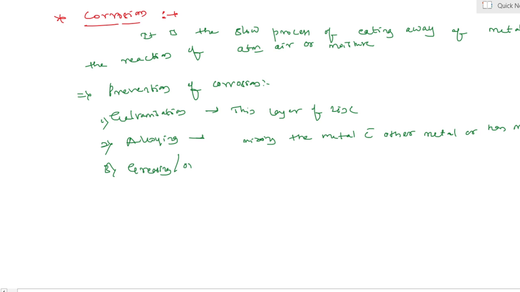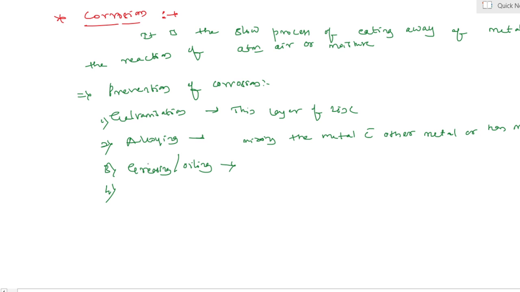Yes, the third one is greasing or oiling. When grease or oil is applied to the surface of an iron object, the air and moisture cannot come in contact with it, and hence rust is prevented. Yes, my dear students, I think all of you already know how the process of greasing as well as oiling takes place in automobile vehicles. Yes, that is also one of the prevention methods of corrosion.